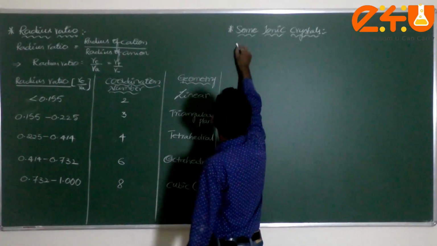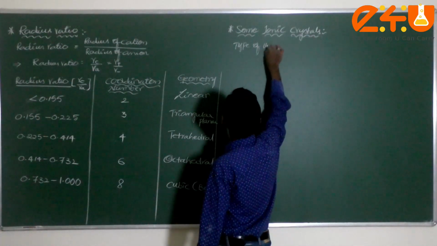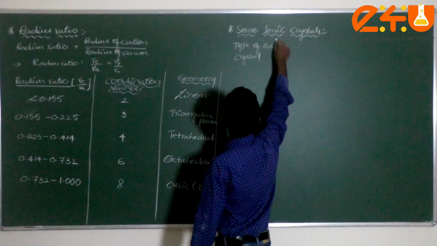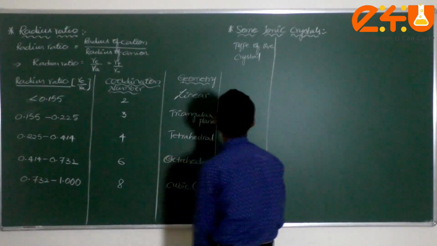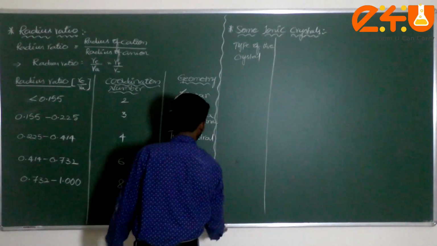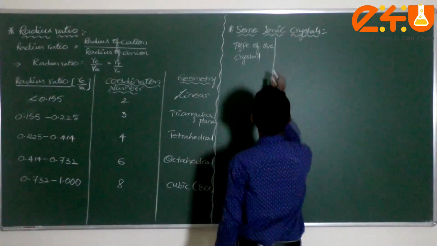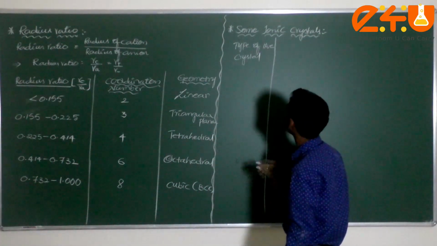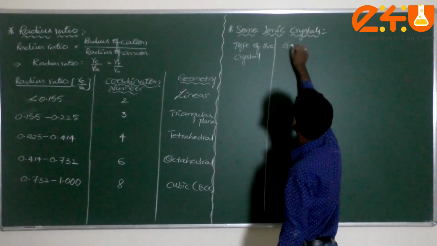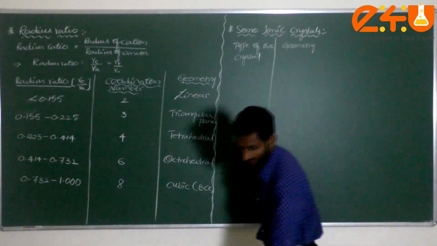First of all, what you have to do, dear student, here? Type of the crystal. Up to here is generally completed. Now I am taking a separator. Type of the crystal. Next, the geometry, whether BCC or FCC, anything you can consider.